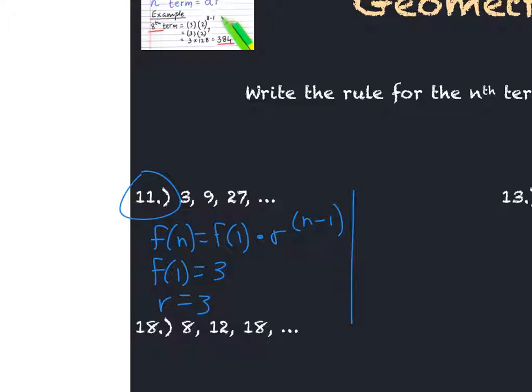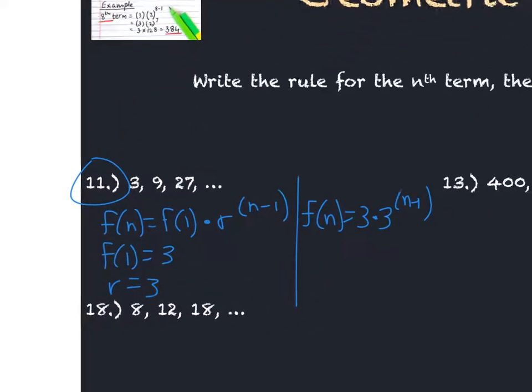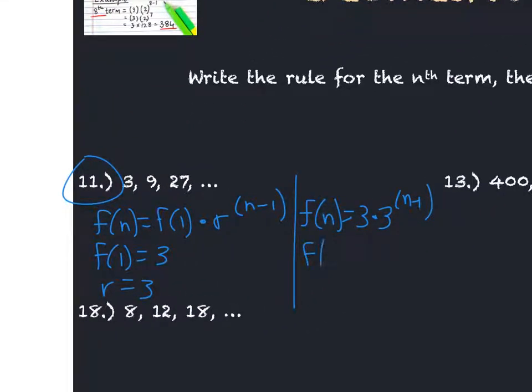If you plug all that in, f of n equals your first term, which is 3, times your common ratio, which is also 3 in this case, raised to the n minus 1 power. Now, what are we plugging in for n? It says to find f of 7, so we're plugging in 7 for n. So it's f of 7 equals 3 times 3 raised to the, I'm sorry, instead of n, it should have been the 7 minus 1 power. We're plugging in 7.